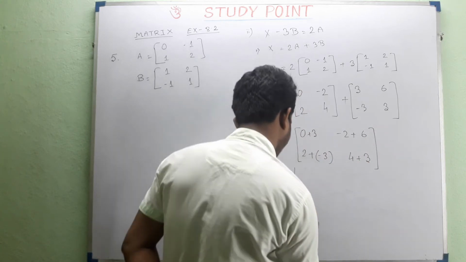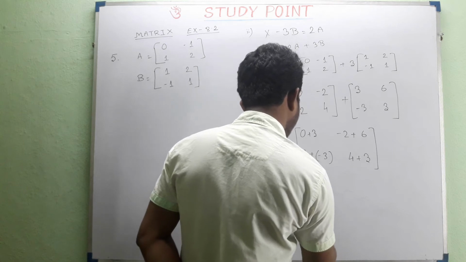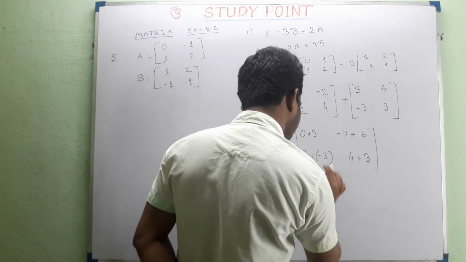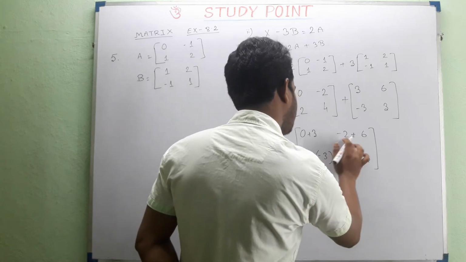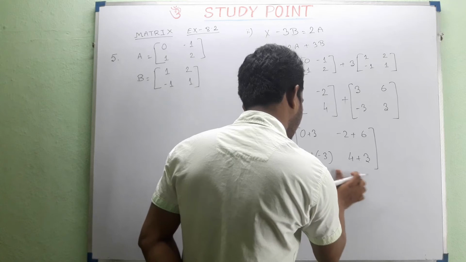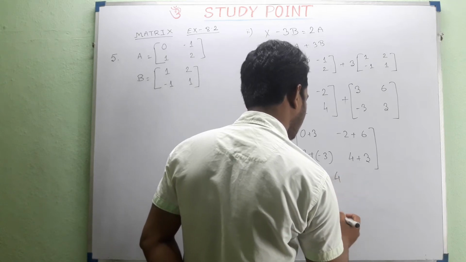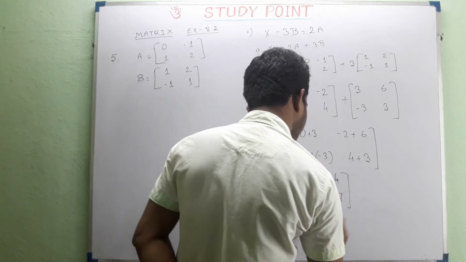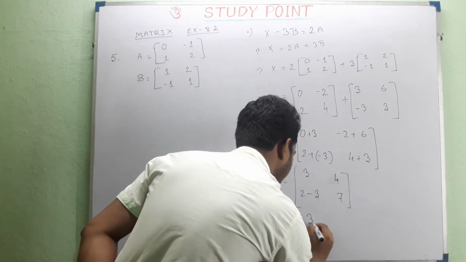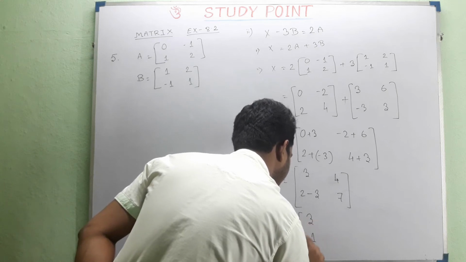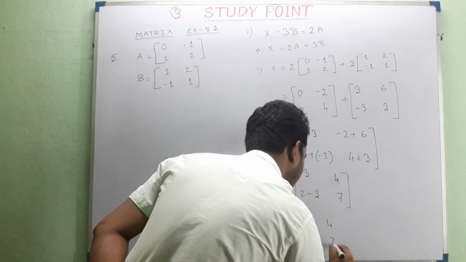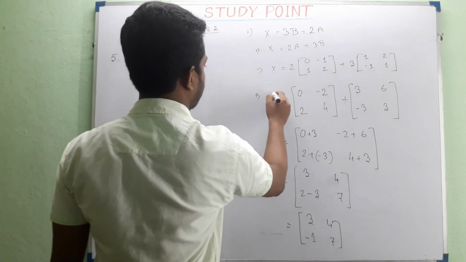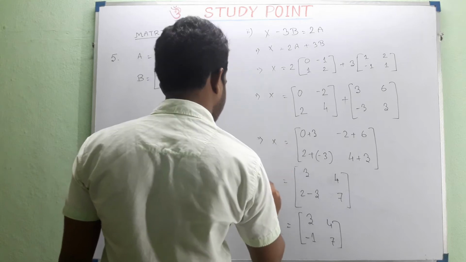Now see, 0 plus 3 it will be 3. 2 plus minus, after multiplication plus into minus it will be minus, so 2 minus 3 is minus 1. Minus 2 plus 6 it will be 4. 4 plus 3 it is 7. Now see, after solving it will be 3, minus 1, 4 and 7. So this is the answer of the second part. Oh sorry, here continuously we have to write X.